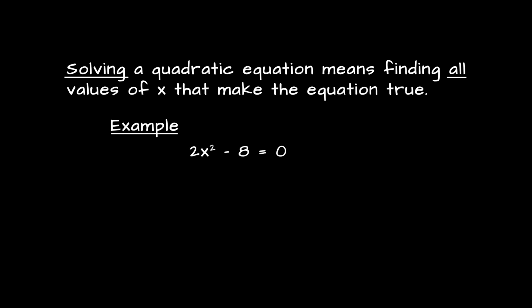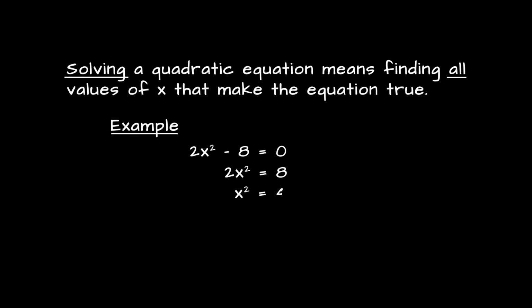Let's take a look at an example, and notice that this particular quadratic equation has a very simple form. That is to say, it has no x term. The coefficient of x, which we call b, is equal to 0 here. And what that means is that we can actually solve this particular quadratic equation directly. And what I'll do is begin by adding 8 to both sides of the equation to give 2x squared equals 8. Then I'll divide both sides by 2 to obtain x squared equals 4.